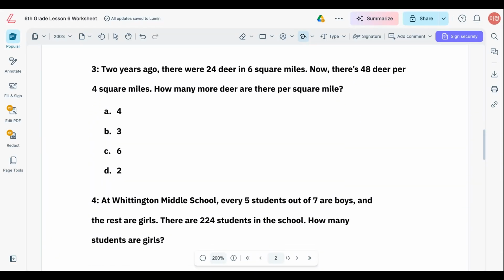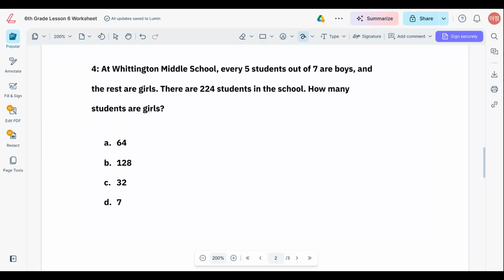Now we'll go over question 4. At Whittington Middle School, every 5 students out of 7 are boys and the rest are girls. There are 224 students in the school. How many students are girls? So every 5 students out of 7 are boys, which means that every 2 students out of 7 are girls, right? Because if the total is 7 and 5 of them are boys, that means the rest, which is 2, are girls. So 2 out of 7 are girls.